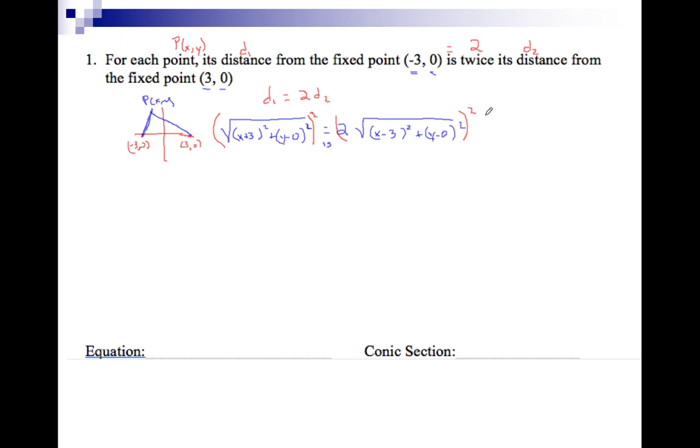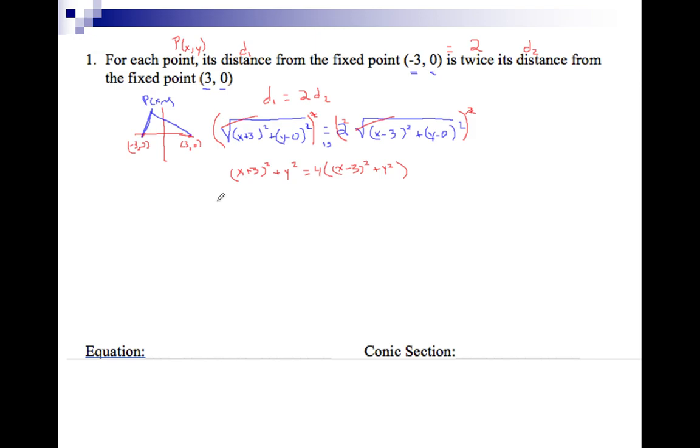Squared. I guess these aren't really rational, huh? There's radicals. So squares and square roots undo one another. Don't forget the 2 is also squared. So I just have (x plus 3) squared plus y squared is 4 times the quantity (x minus 3) squared plus y squared. Right?